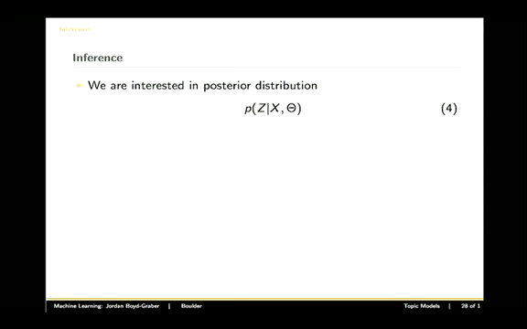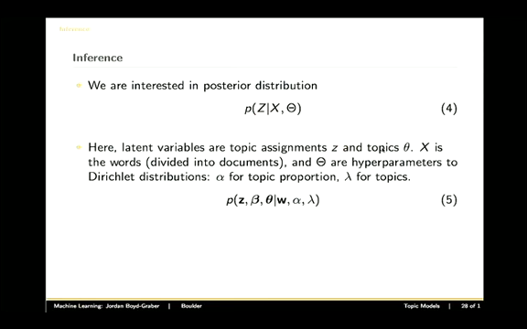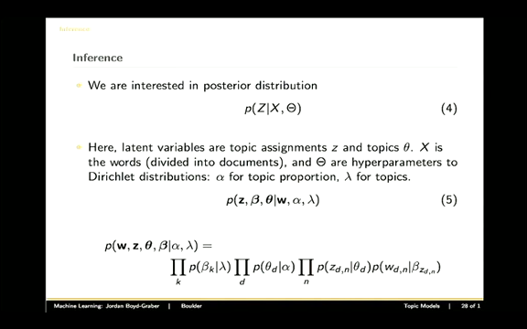Okay, so the task of inference. We need to figure out what these Z's are, given our data and parameters. In this case, our latent variables are the topic assignments, the topics themselves, and each document's distribution over topics. And we can break this down into a joint.